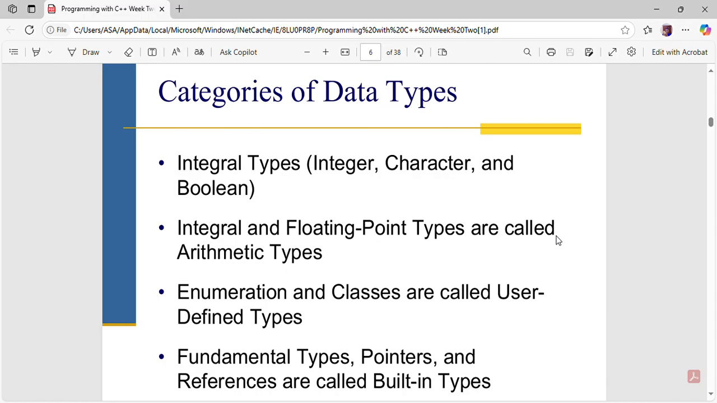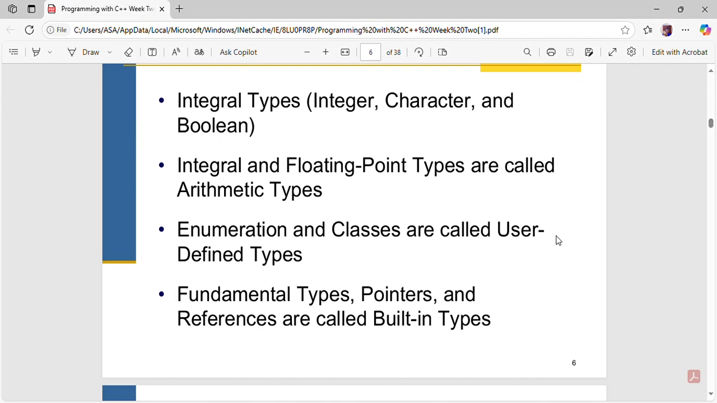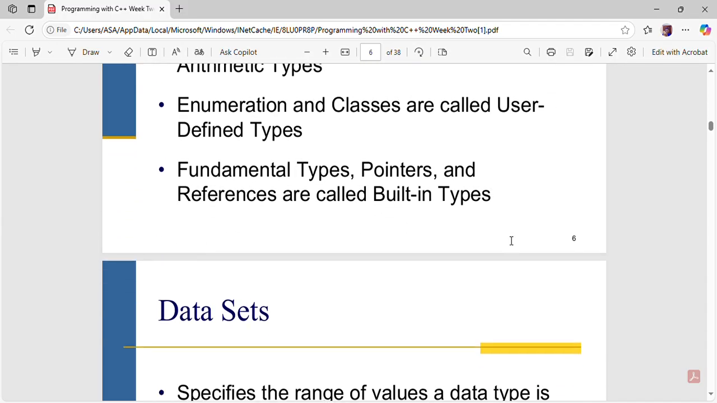Let's look at some categories of the data types. We have the integral types, that is the integer, the character, and then the boolean. We have the integral and floating point types, which are also called the arithmetic types. We have the user defined types, which are the enumeration and classes. Then we have the fundamental types, pointers and references, which are also called the built-in types.